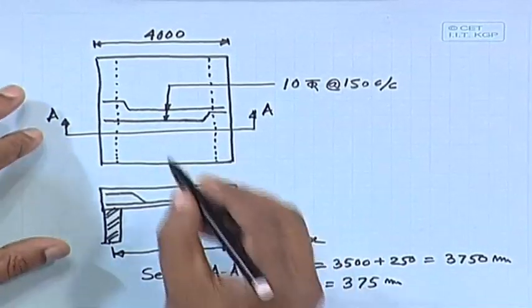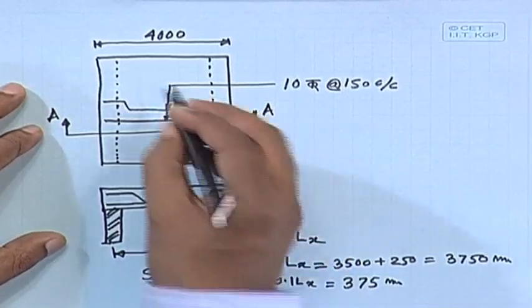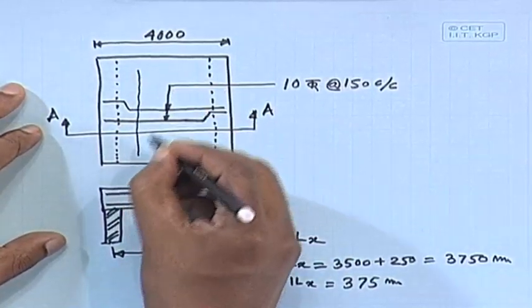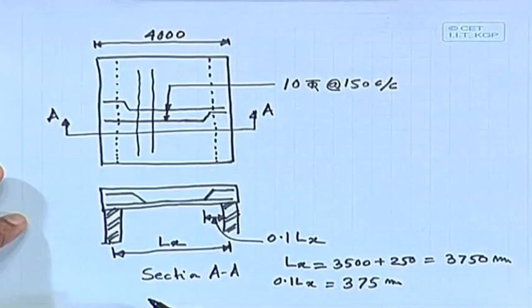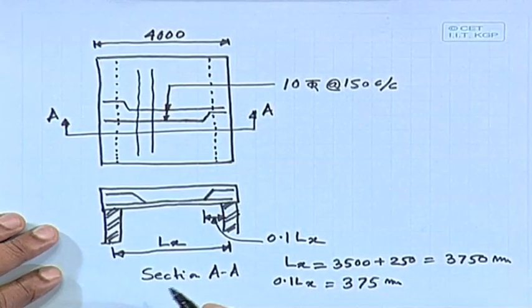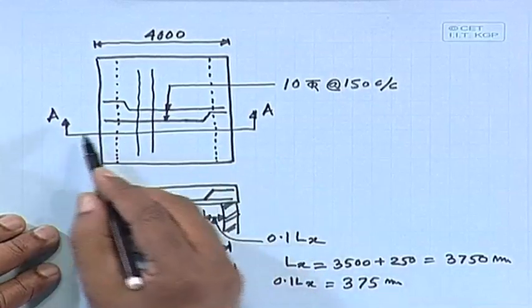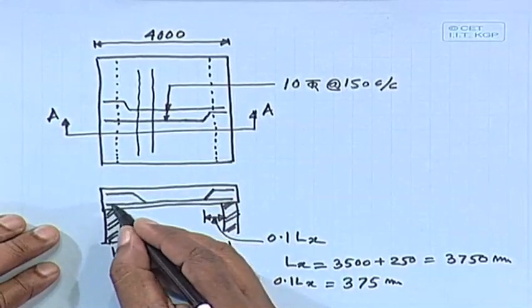But we have to provide the distribution steel also like this. We have to provide the distribution steel also, and if we provide the distribution steel, since you are cutting this section, we shall get it like that.